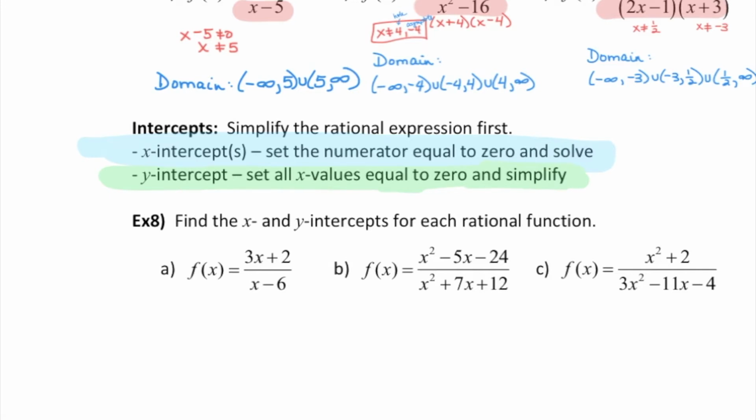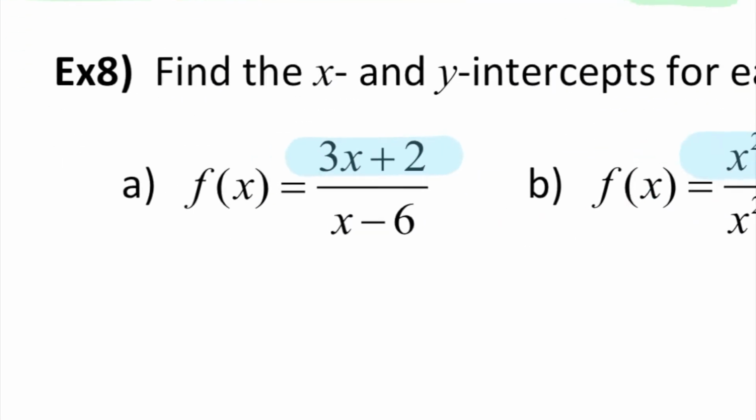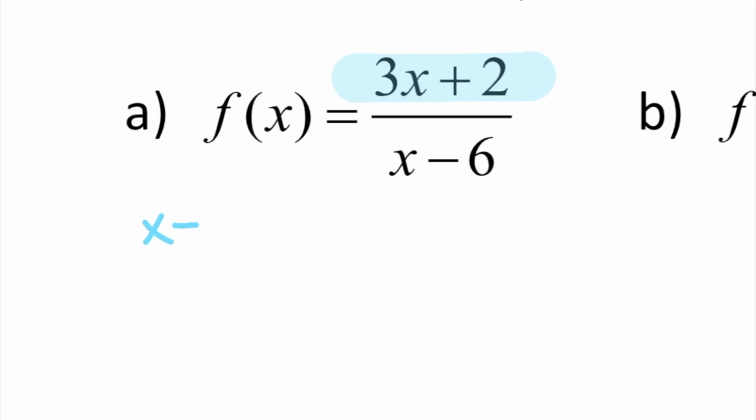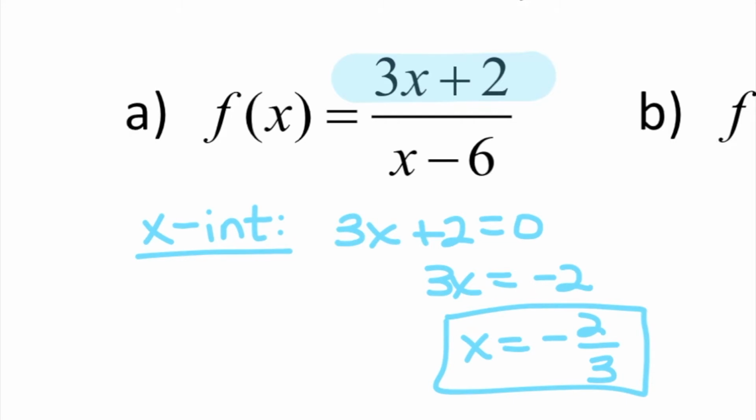And I'm going to show you a nifty little trick where you just look for a fraction and reduce the fraction. So anyway, that's the x and y-intercepts. Let me start with all the x-intercepts. And remember, for the x-intercepts, you're going to set all the numerators equal to 0. And so here, to find my x-intercept, I'm going to say 3x plus 2 equals 0. So 3x equals -2 and x equals -2/3. That's your x-intercept for A.